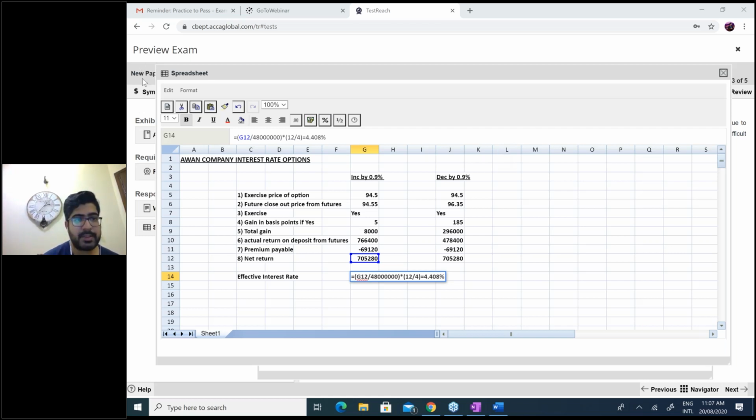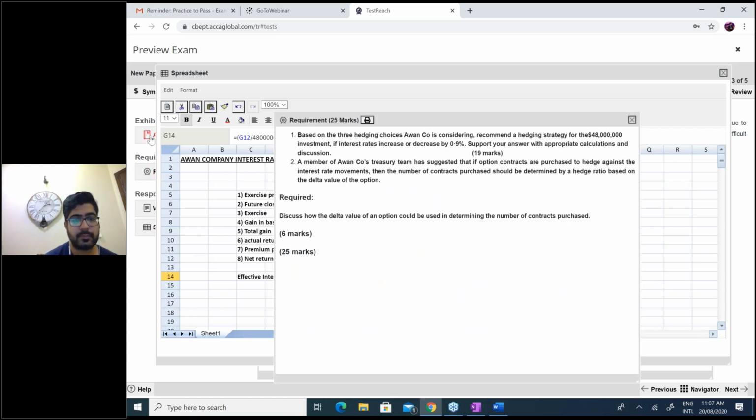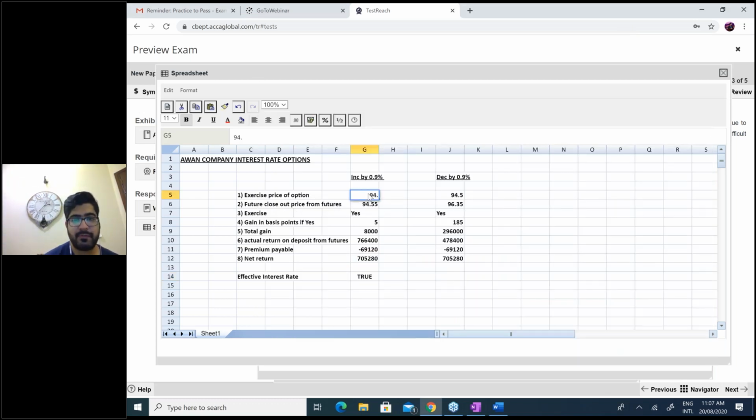Okay, so let's complete it by using the second exercise price. The second exercise price is 95. So just change it to 95. Same format, the exercise price of the option is 95. Future closeout price from futures, step 2, that's already from futures: 94.55 in case of increase, 96.35 in case of decrease.